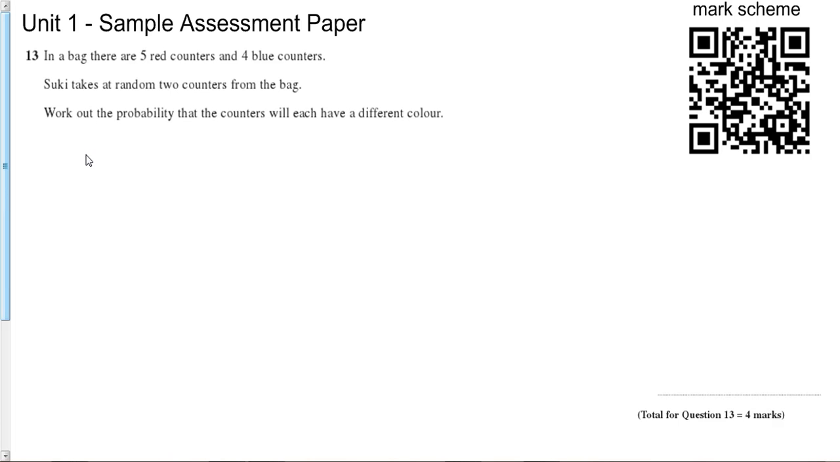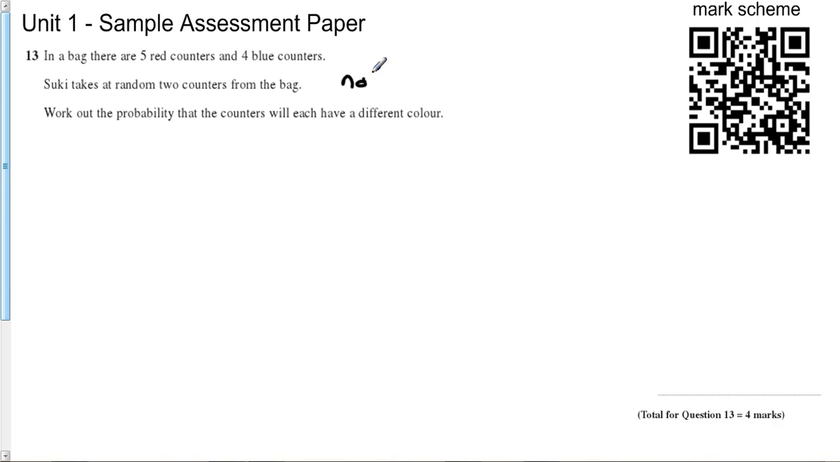This is question 13 from the Edexcel Unit 1 sample assessment material. It's the higher paper. In a bag there are 5 red counters and 4 blue counters. Suki takes a random 2 counters from the bag. So the first thing to note is that nothing is being put back in the bag.